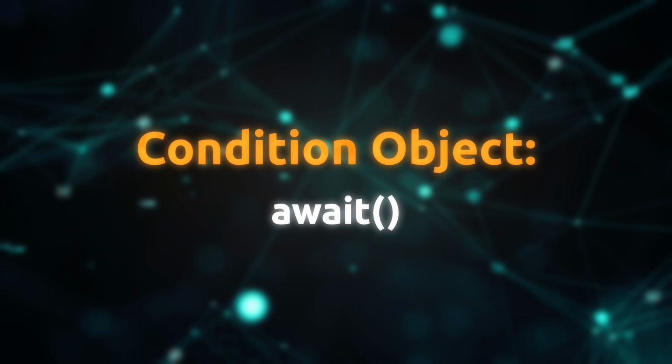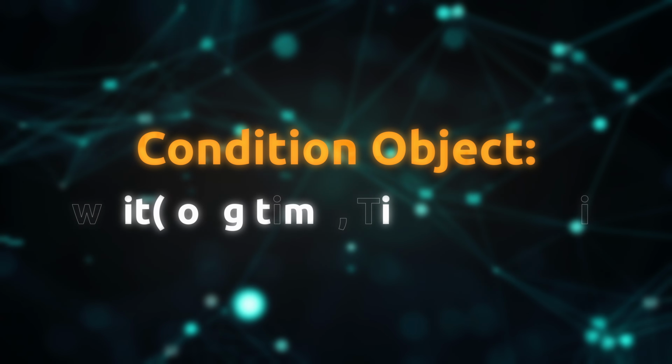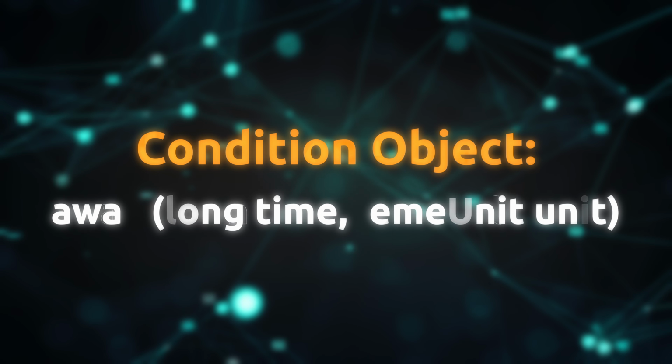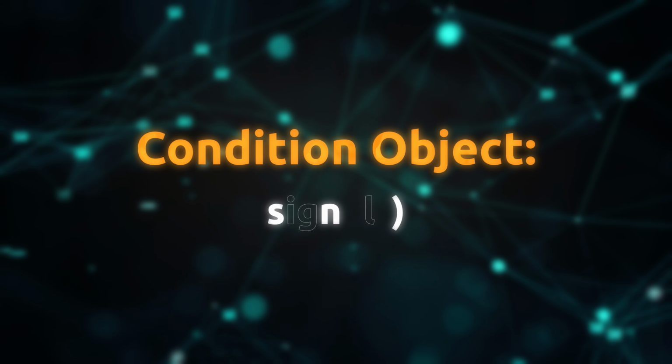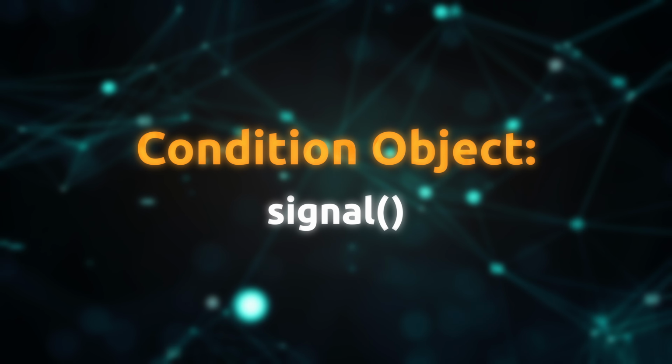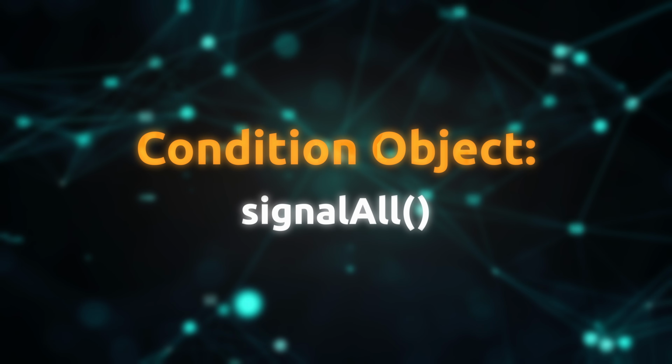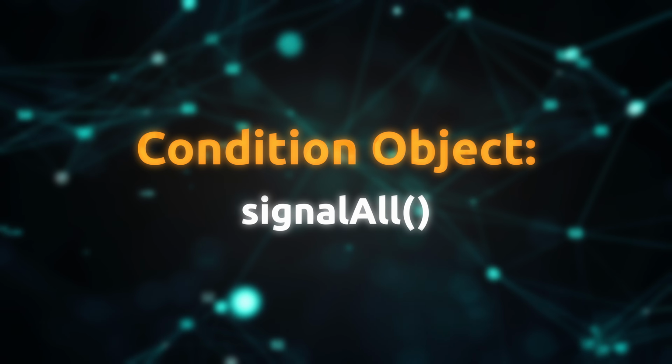There are several await methods. One that blocks indefinitely until signaled, one that blocks for a specified time, and one that blocks until a specified deadline. When a condition becomes true, another thread can signal the condition using signal, which wakes up a single thread waiting on the condition, and signalAll, which wakes up all the threads waiting on the condition.